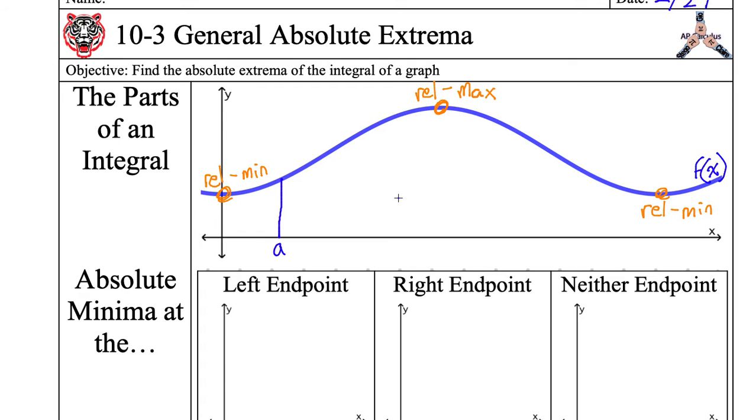Okay, so those are the relative min and max for the function. But now I want you to think area. Think integral. Where does the integral have a relative extrema? Let's say between here and here. Where is the area the max? Is it area max between A and this point, A and this point, A and this point? Where is the maximum point? Try again.